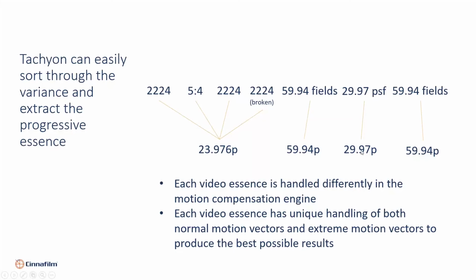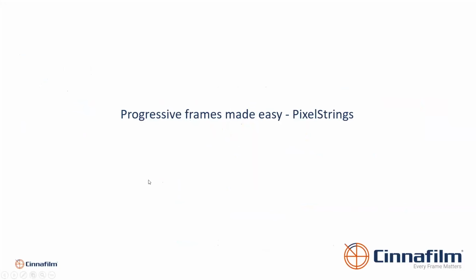On top of that, Tachyon looks at the 23.976 and splits the motion into 2 different categories. Are you what we would call normal motion, or are you considered extreme motion? Because if it's extreme motion, we have to handle you differently than if you're normal motion. We do the same thing at 59.94, and we do the same thing at 29.97. We look at all these things completely differently. So at this point, I'm going to hand it over to Mark so he can show you how easy it is to invoke these tools.